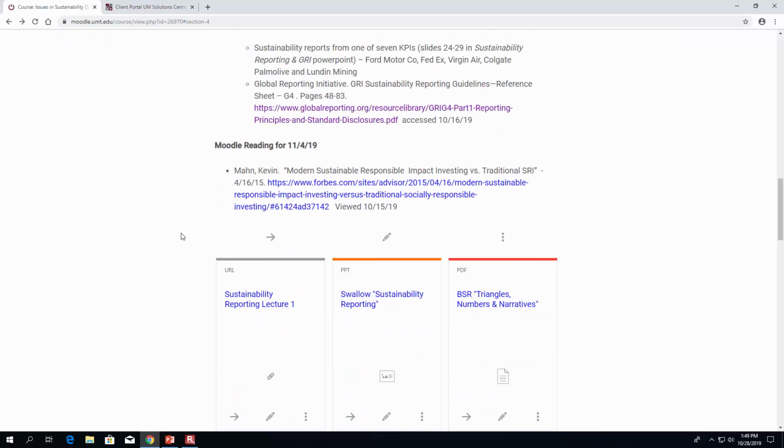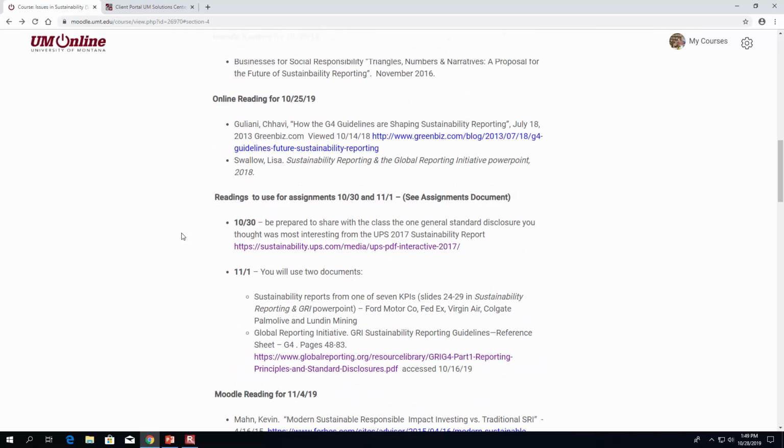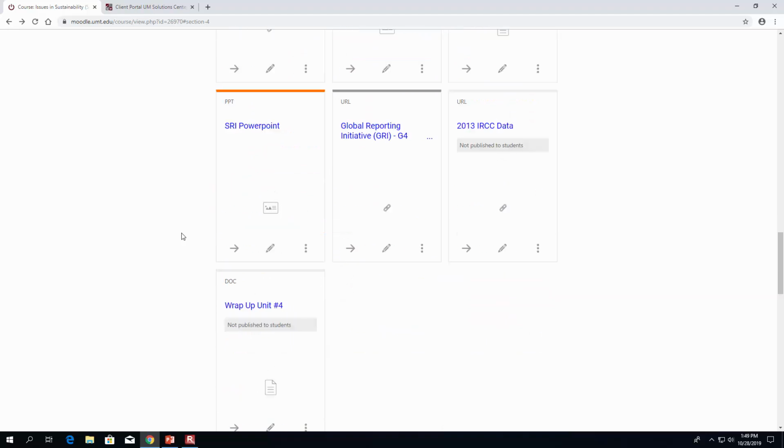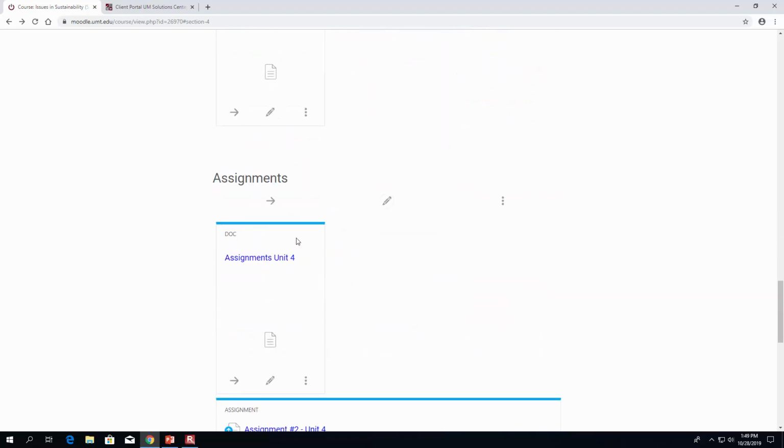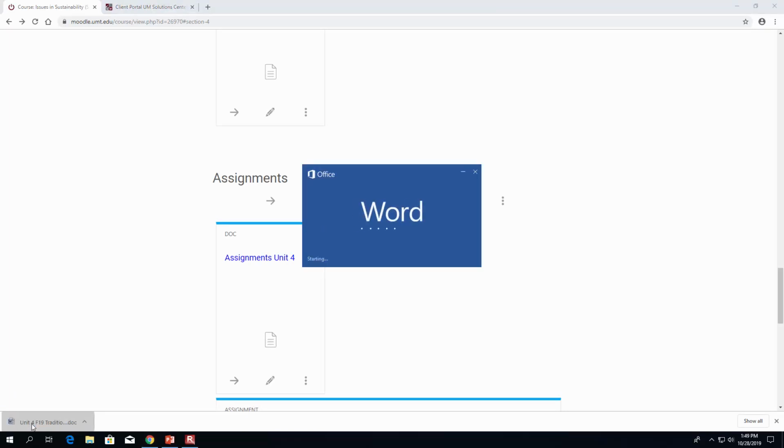Is it a document? Oh, there it is. I put this together a while ago. So I would like you to try.